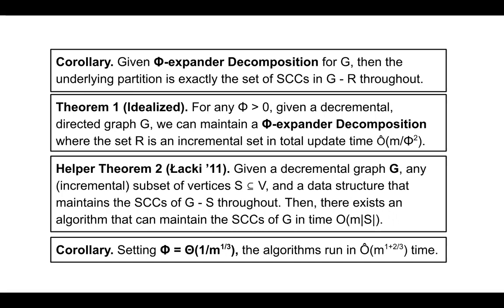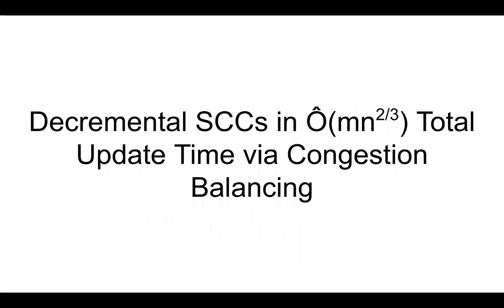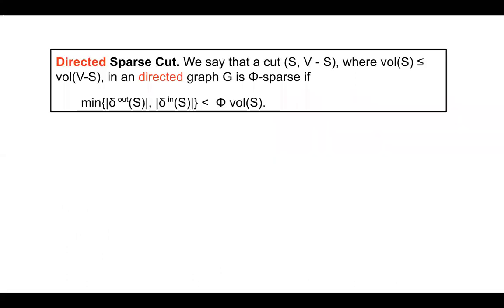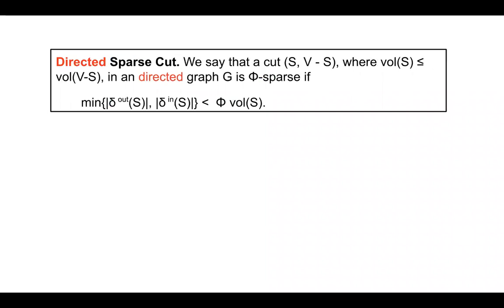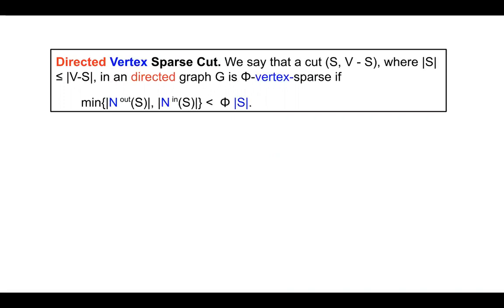All right, this concludes the first section, and I'm now briefly going to cover how we get m n^(2/3) total time with this new technique that we call congestion balancing, and that we believe or hope has a lot of applications in the future. So the main problem that we encounter is that we are using sparse cuts with regard to the volume, and the cuts are in terms of the edges. But when we look at Wonsky's theorem, really it would be convenient to get vertices right away.